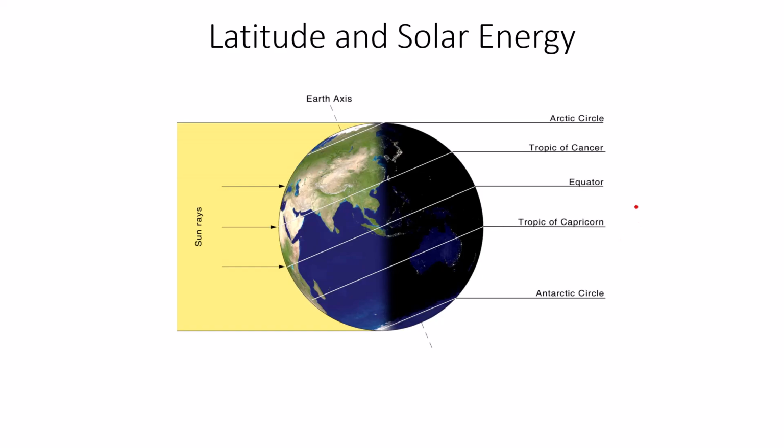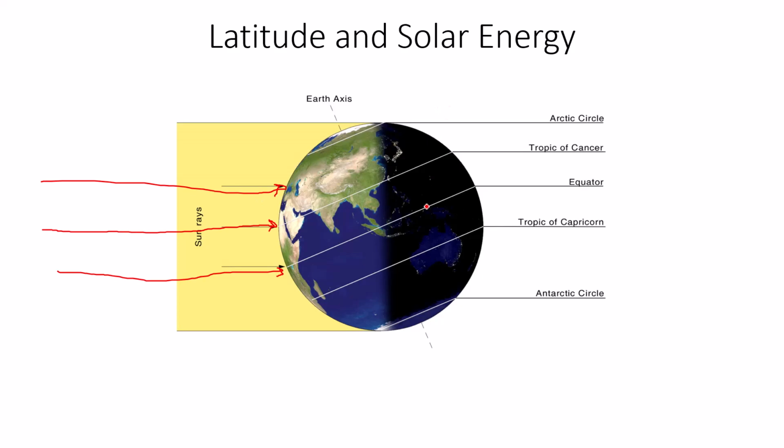Now, the unequal distribution of heat on our planet is not just tied to latitude, but it is also tied to the tilt of the Earth's axis. We know that the sun rays coming in from the side of this particular image are going to strike the Earth on a more direct line from the equator all the way to basically throughout the temperate zones.